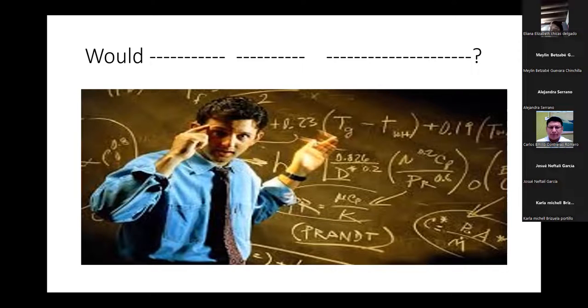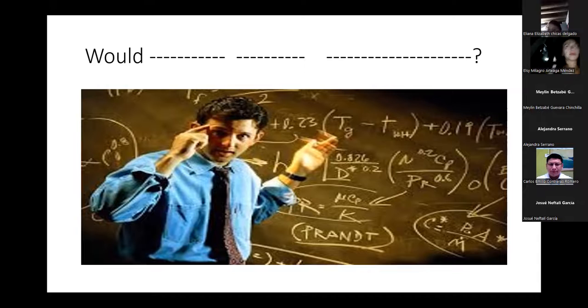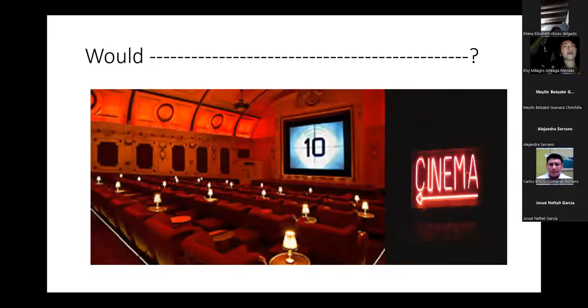Would you like to study mathematics? Okay, nuevamente, por favor. Would you like to study mathematics? ¿Cómo se dice matemáticas? Math. La forma corta es math o mathematics. Okay. Y el verbo estudiar es study. Would you like to study mathematics? Una vez más. Would you like to study math? Excellent. Muy bien. ¿Qué tal esa?